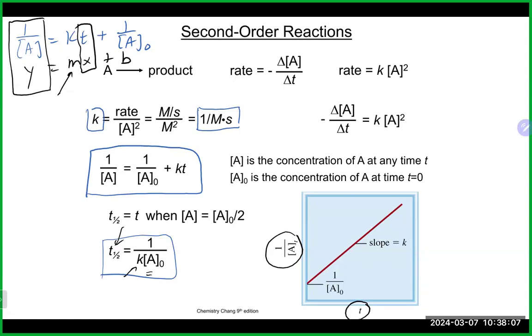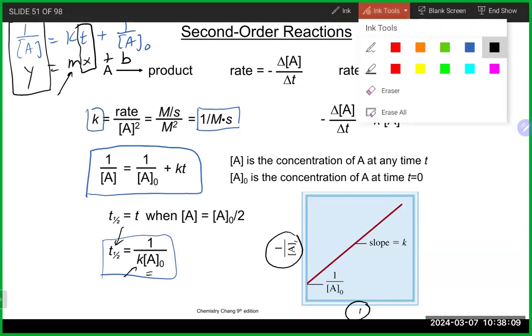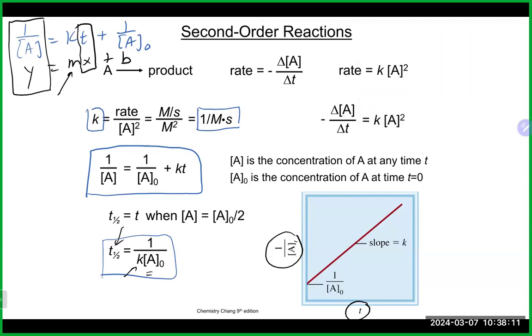Just like the first order, there are several things that you do need to be aware of: the units that go with our second order, our time concentration dependence, our half-life equation, and once again, our graph that goes with it. So you do need to know those things for sure. Any questions on that one there?